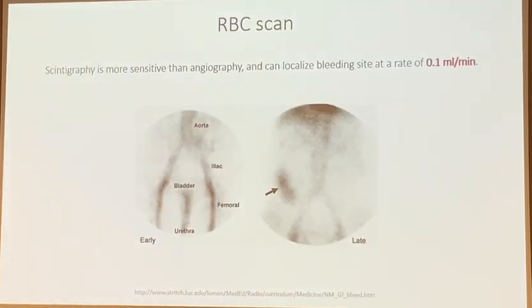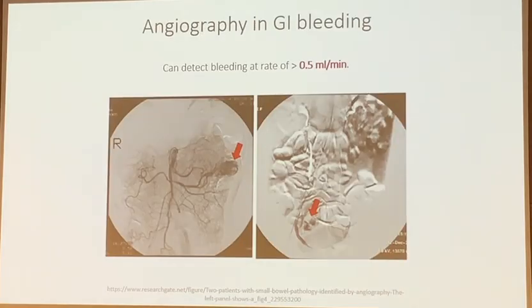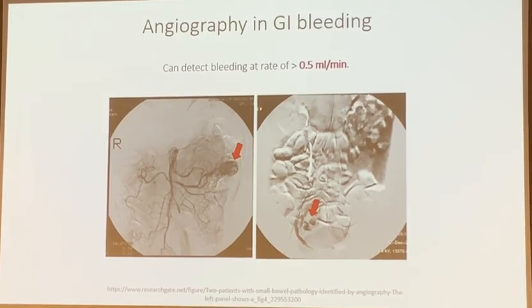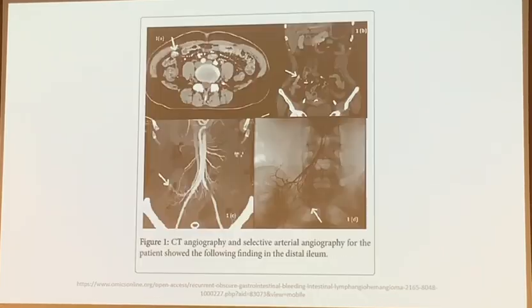Okay, and you can do something called an RBC scan by nuclear medicine. It indicates bleeding, and it can detect bleeding of 0.1 ml per minute. For faster bleeding, you can do angiography. With angiography you can also embolize the artery that is feeding the bleeding. And CT angiography, selective arterial angiography for patients showed the following finding in the distal ileum.